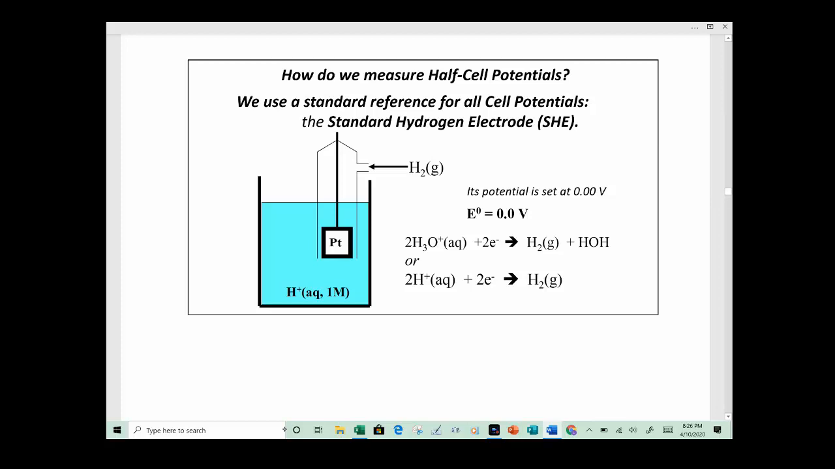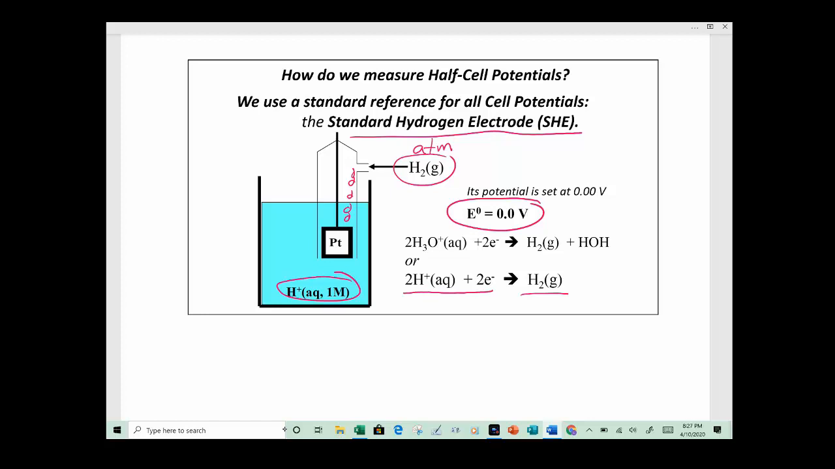To do that, we need a reference. Our reference is called the standard hydrogen electrode. It consists of a beaker with 1 molar H plus in it, and then a tube through which we pass hydrogen gas at 1 atmosphere pressure over a platinum electrode. When this happens, the hydrogen ions in solution are reduced to form hydrogen gas, so we see a bubbling of H2 gas coming out. And scientists assigned a cell voltage or half cell voltage for this at 0 volts. So this is our reference point.